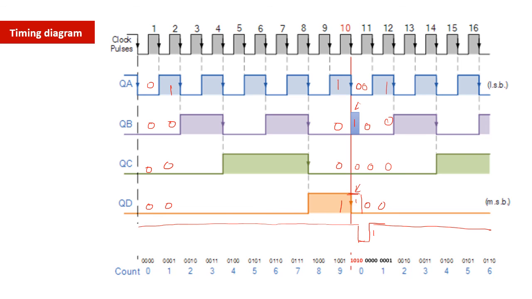So this is the timing diagram for this mode 10 counter. Here you can see that for a small instant of time the output will be 1010, till your NAND gate is changing from 1 to 0. Your output will be 1010. So for the propagation delay of your NAND gate, your output of the counter will be 1010, but it will be very small, so it may not be visible.